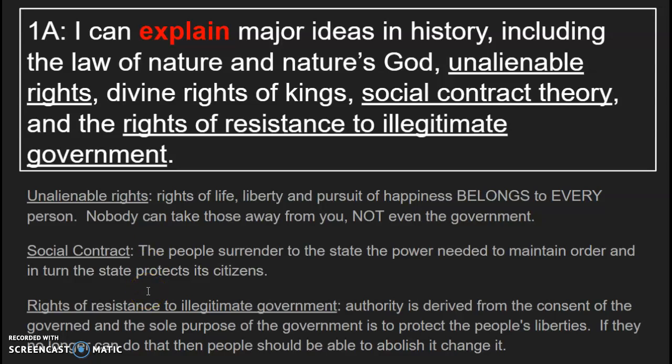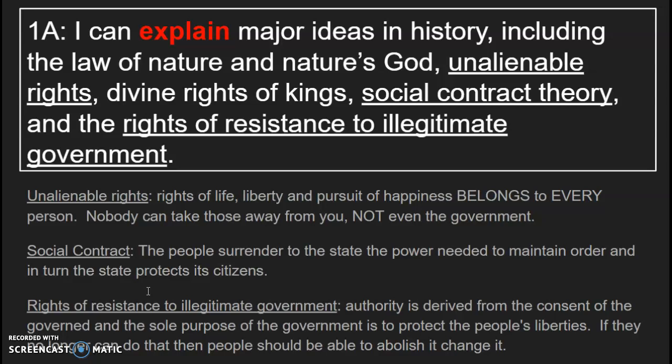Next, you have social contract. Social contract is the idea that people surrender to the state the power needed to maintain order, and in turn, the state protects its citizens. So this is a contract that states that us as citizens are going to give our power, our voice to elected officials, and in return, those elected officials are going to protect us and maintain order.